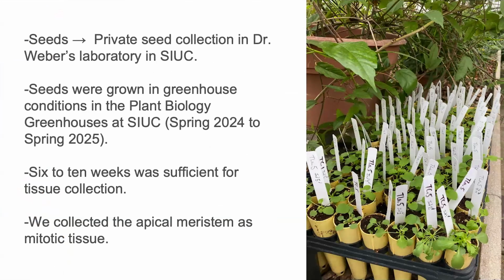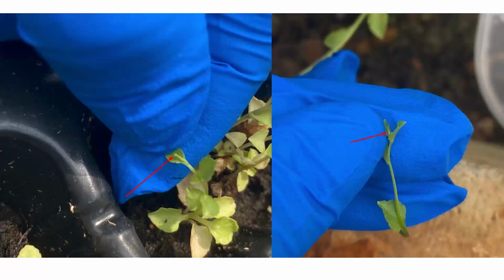For that, we grew several species of Triodanis, taken from the seed collection of the laboratory, that was collected in previous years in our work. We grew them in the greenhouse conditions of the Plant Biology greenhouse from spring 2024 to this spring, and we found that 6 to 10 weeks was enough to start to collect the tissue that we want to use for chromosomes. In this case, we use the apical meristem of the plant. As you can see, it's pretty tiny. We use the tissue to form the chromosomes.